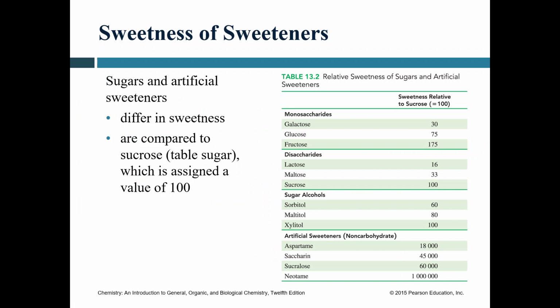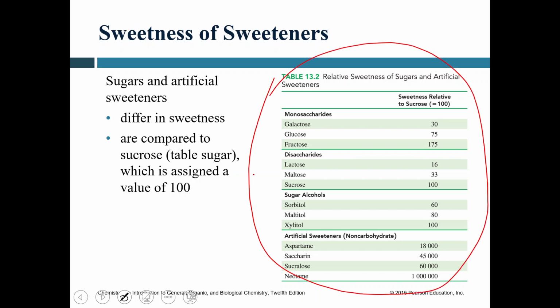Since we are talking about the sweet things, let's talk about how sweet those things are. Various sugars and related artificial sweeteners are different in sweetness. Here in this table you can see the comparison of those sugars and sweeteners compared to glucose. You can see that compared to sucrose, table sugar, fructose is much sweeter.